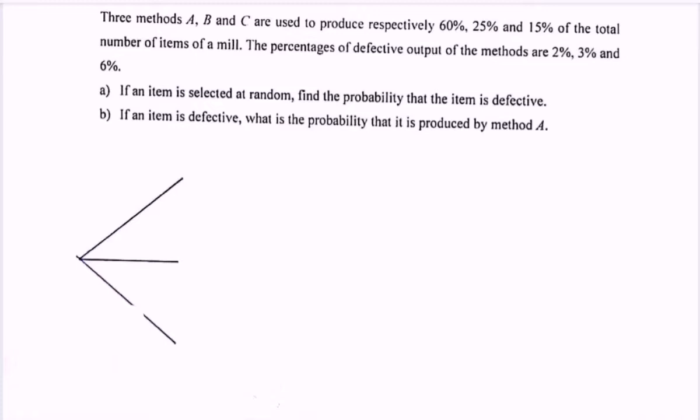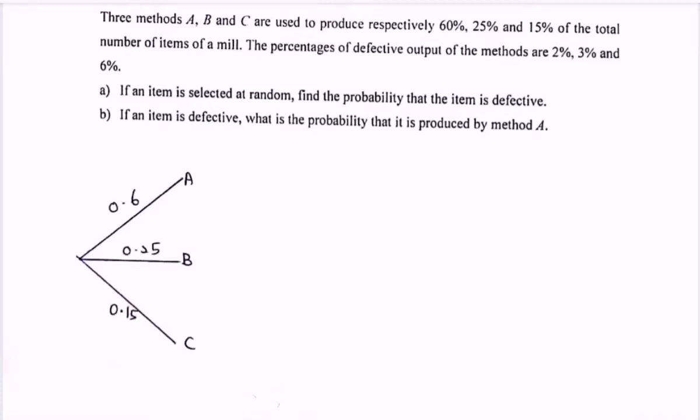So first we have three methods, A, B and C. So here we have the tree diagram. These three methods A, B, C are used to produce something which we call the meal. For the 60%, 25% and 15%, kindly convert into probability, where we have 0.6 for A, 0.25 for B and 0.15 for C. So that is the situation.